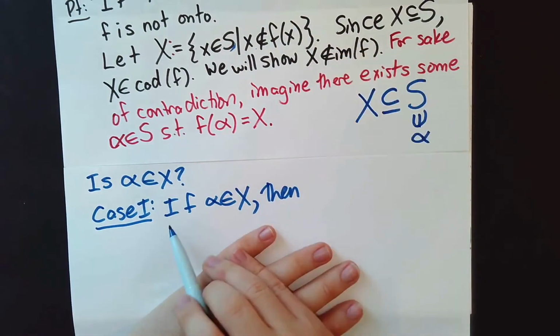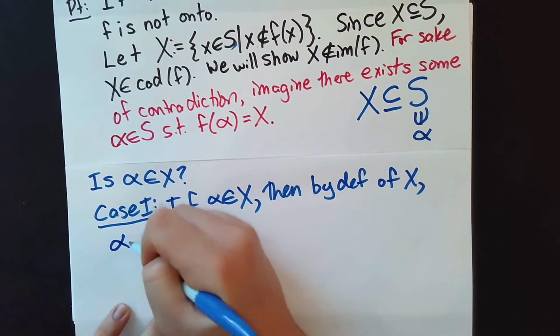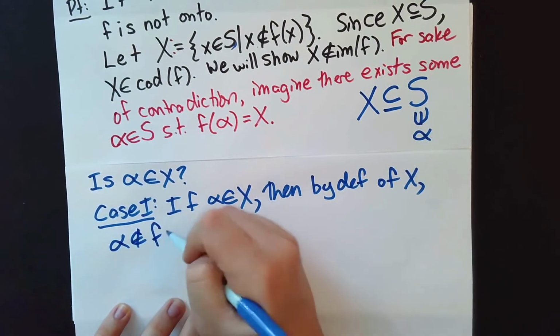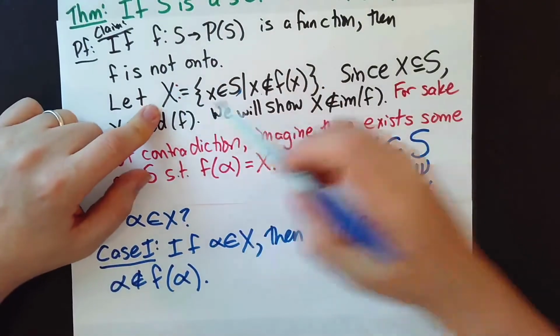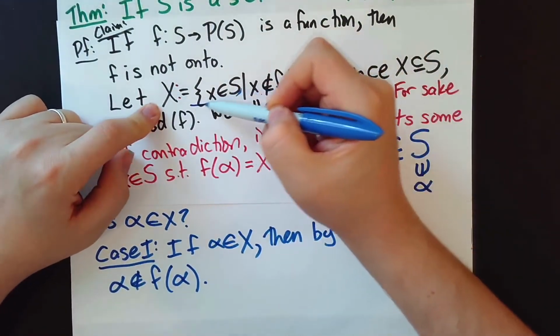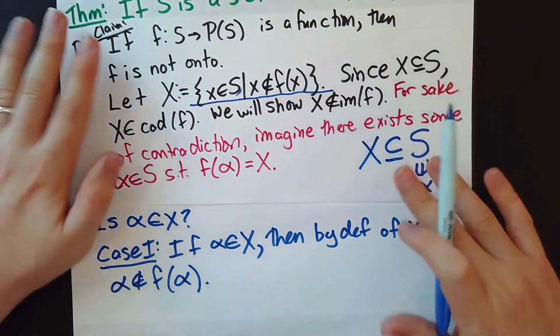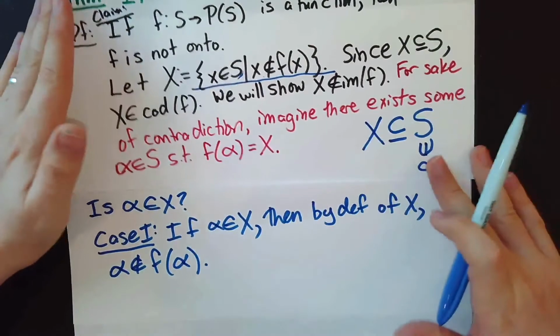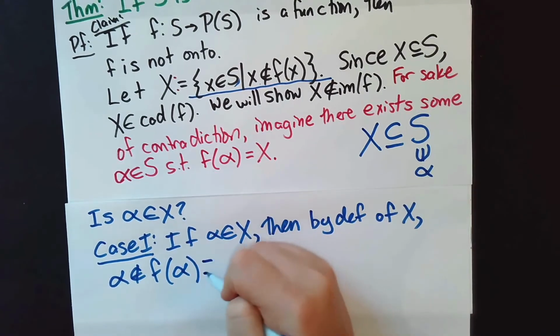So if alpha is in X, then by the definition of X, that means alpha is not an element of f of alpha. All I've done here is say, okay, what are the things that are in X? By definition, it's the set of things where this is true. Well, thus, if alpha is in X, that tells me that alpha is not in f of alpha. But what did we assume? We assumed that f of alpha was X.